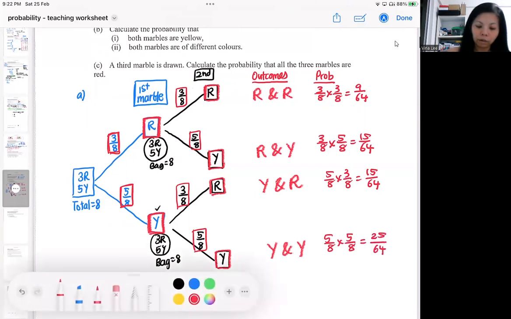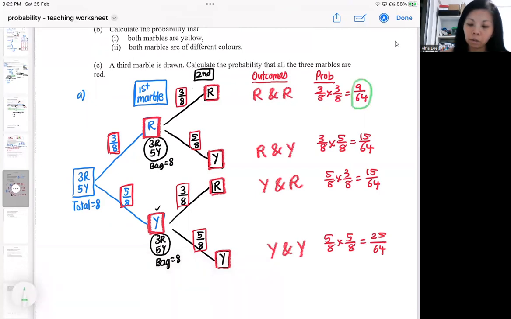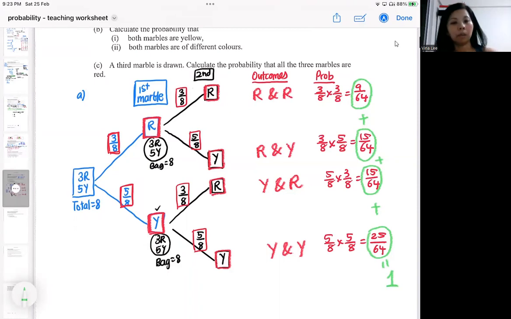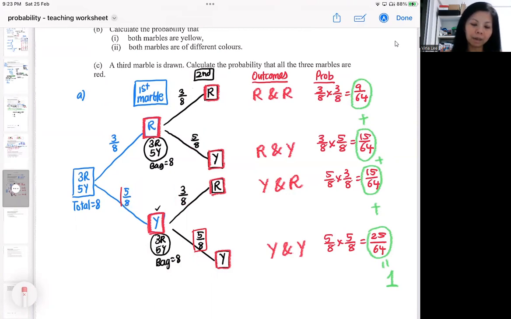If your probability tree is correct, when you add up the probabilities for the 4 cases, it will add up to 1. There are 4 possible outcomes, and all the probabilities will add up to 1. That's the characteristic of a probability tree. With all the possible outcomes, a bit like a sample space, and all the relevant probabilities, we can answer the question.